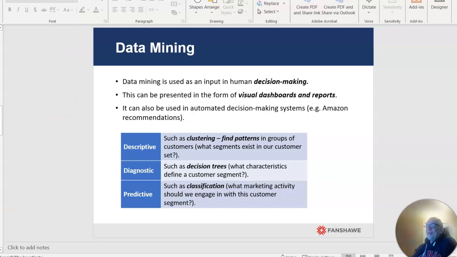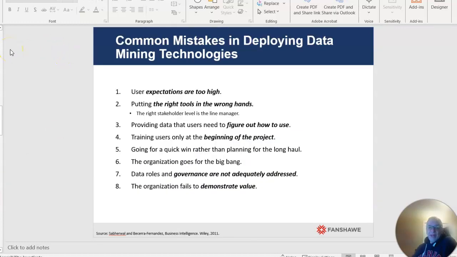Now, some common mistakes that companies often make when deploying data mining is first of all, the expectations are too high. They expect some earth-shattering, the next greatest thing since sliced bread to happen to their company. Or sometimes they put the tool in the hands of the people that don't know how to utilize it properly. So you need to put it in the hands of the right people that can actually use those insights and make actionable decisions.